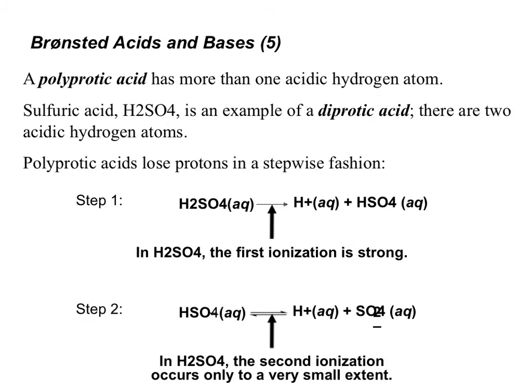A polyprotic acid has more than one acidic hydrogen atom. Sulfuric acid, H2SO4, is an example of a diprotic acid. There are two acidic hydrogen atoms. Polyprotic acids lose protons in a stepwise fashion. First, the sulfuric acid, H2SO4, will lose one single proton to form the hydrogen sulfate anion. This species will then deprotonate in a second step to form a proton and the sulfate anion. This second ionization only occurs to a small extent, and therefore we would say that hydrogen sulfate anion is a weak electrolyte.